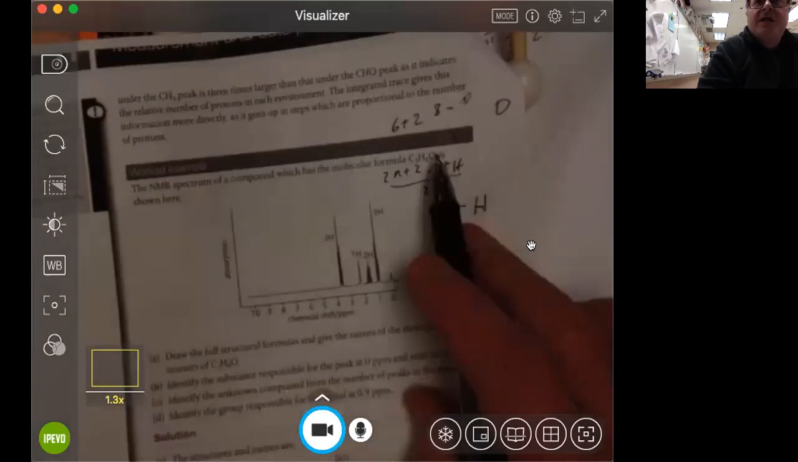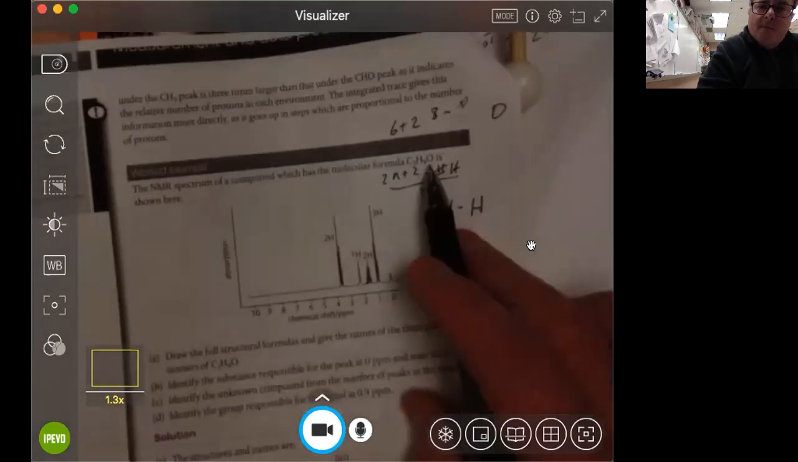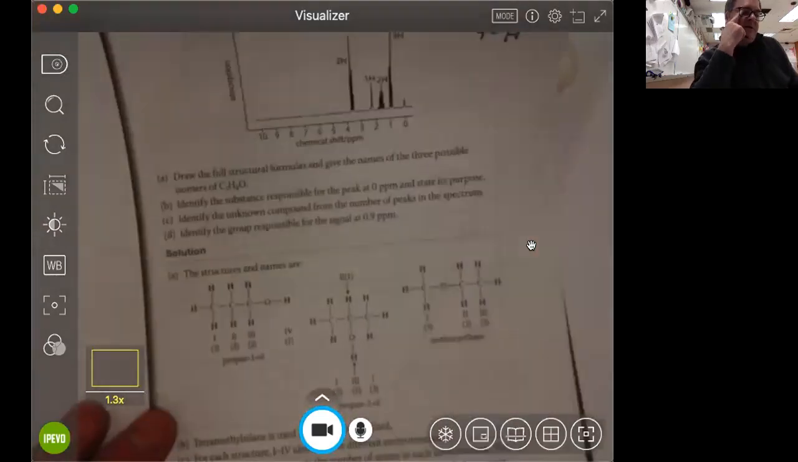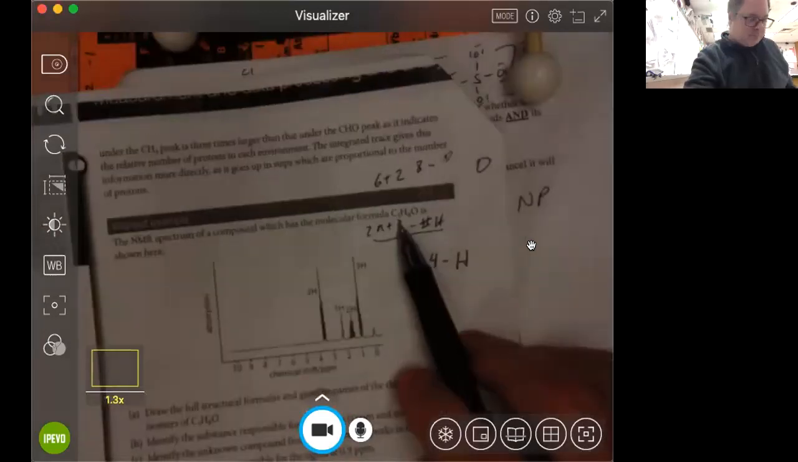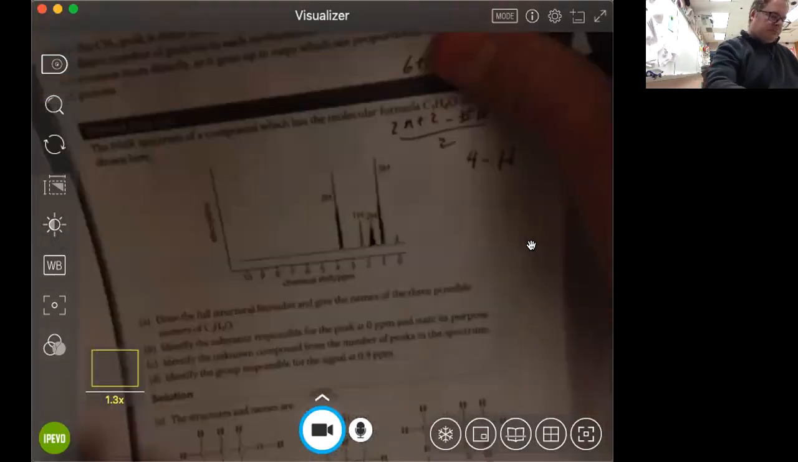So that means this O cannot be double bonded, right? So that means it has to be either an alcohol or an ether. There's only so many places you can put it between 3 carbons. So let's take a look.